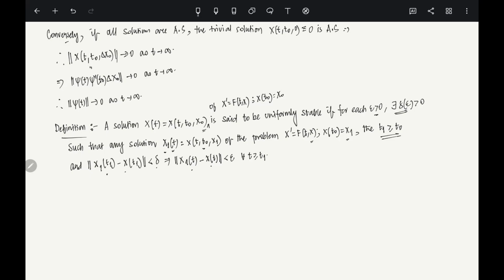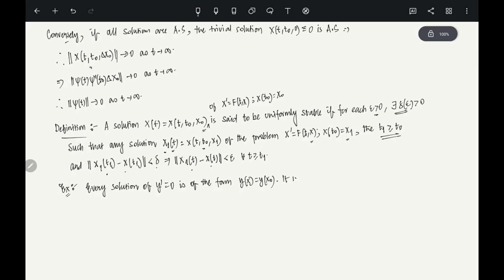Okay, so let's look at an example that will make life easier for us. Every solution of y prime equals 0 is of the form y(x) equals y at the point x0. If it passes through the point x0, it has to be y(x) equals y. So do you think it is uniformly stable? Exactly, this is actually uniformly stable. It's very easy to see.